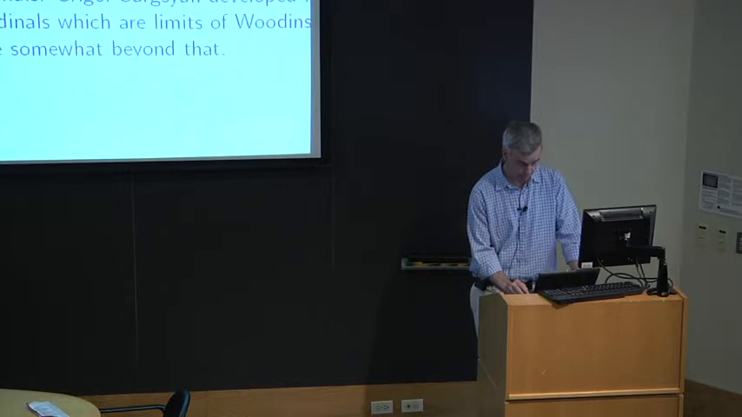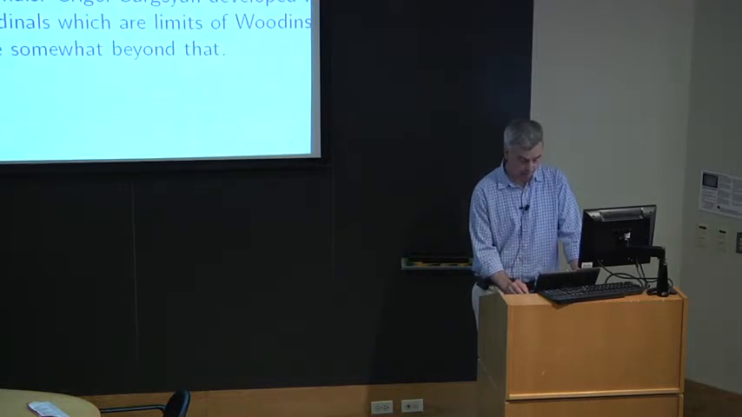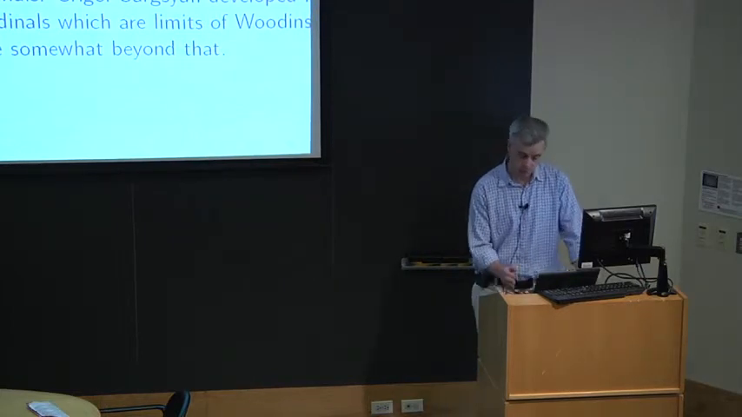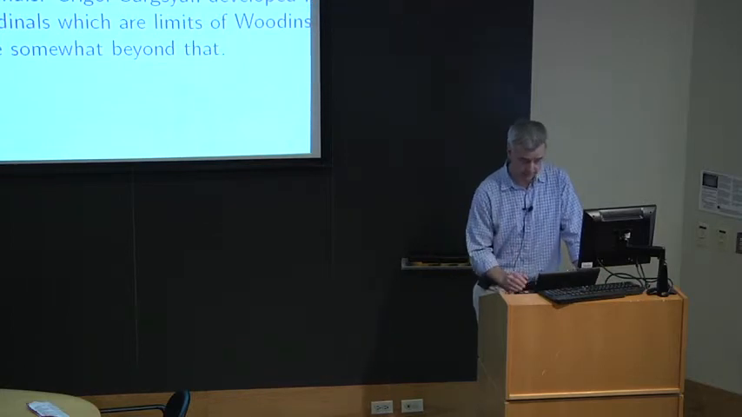Okay, so here's a pseudo definition. A Hod mouse is a model constructed from a coherent sequence of extenders together with an iteration strategy for the model that's being built. This concept can be made precise for Hod mice having countably many Woodin cardinals. So that's well below Woodin limits of Woodins.